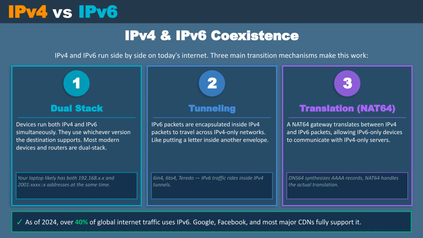IPv4 and IPv6 coexist through 3 main mechanisms. Dual stack allows devices to run both protocols simultaneously. Tunneling encapsulates IPv6 packets within IPv4 for transmission over IPv4-only networks. Translation, or NAT64, uses a gateway to translate between IPv4 and IPv6, enabling communication between IPv6-only and IPv4-only systems.